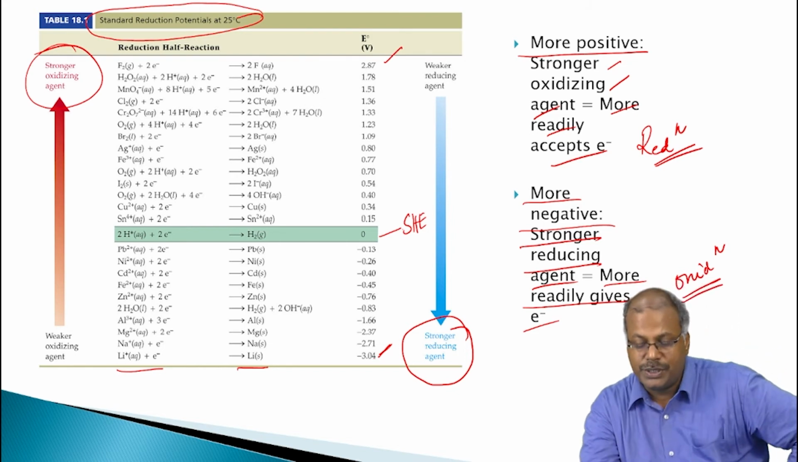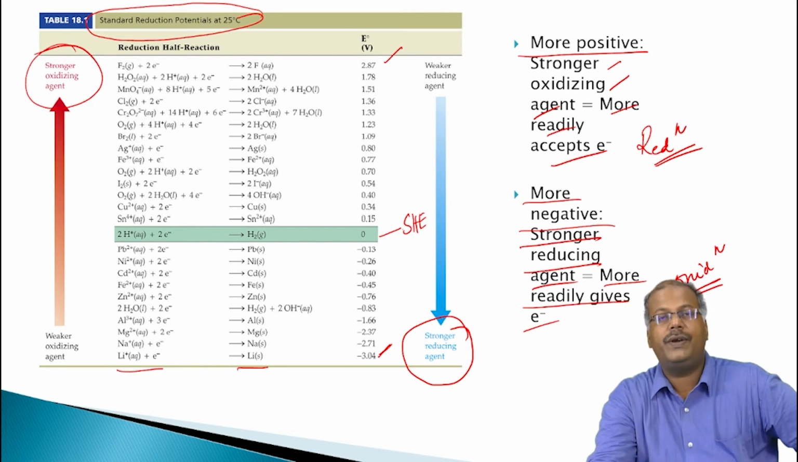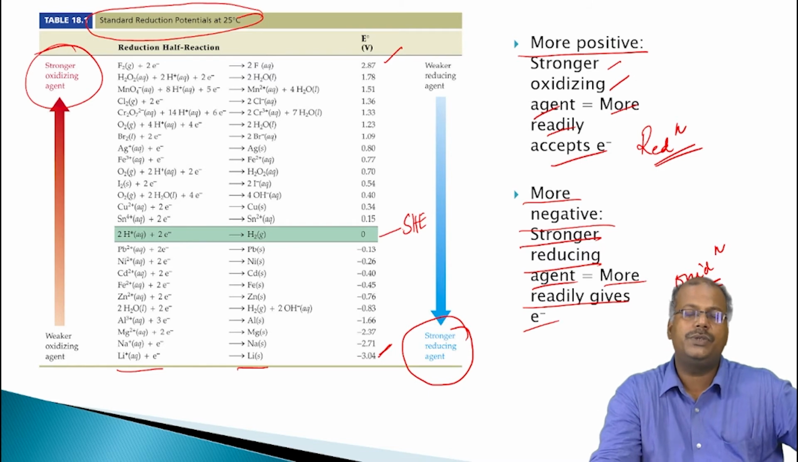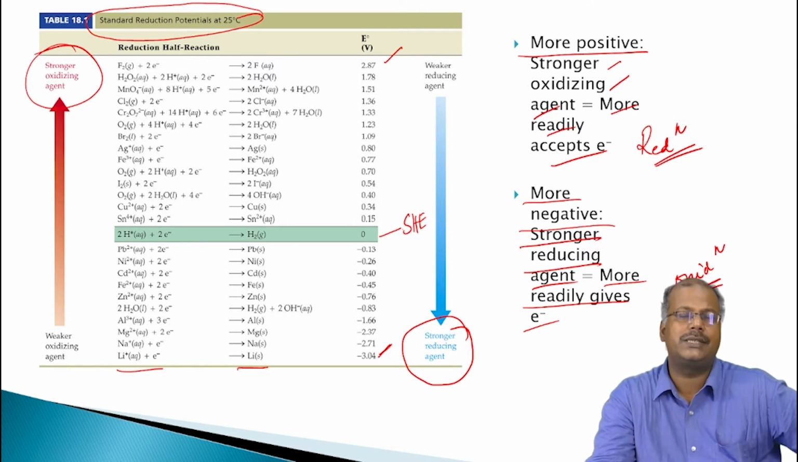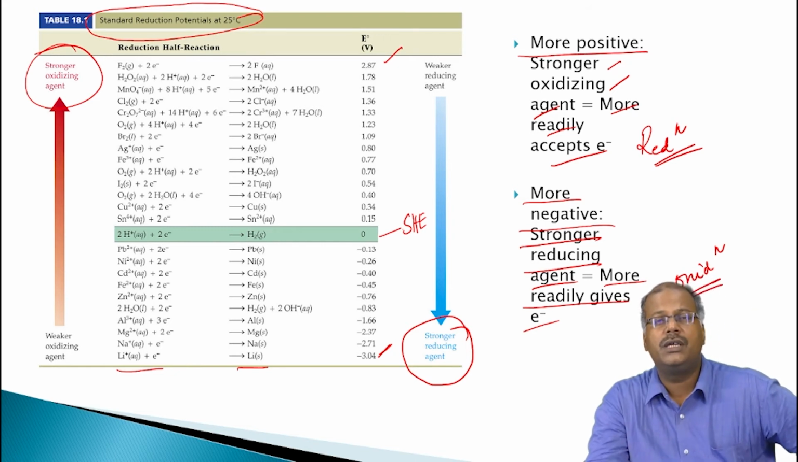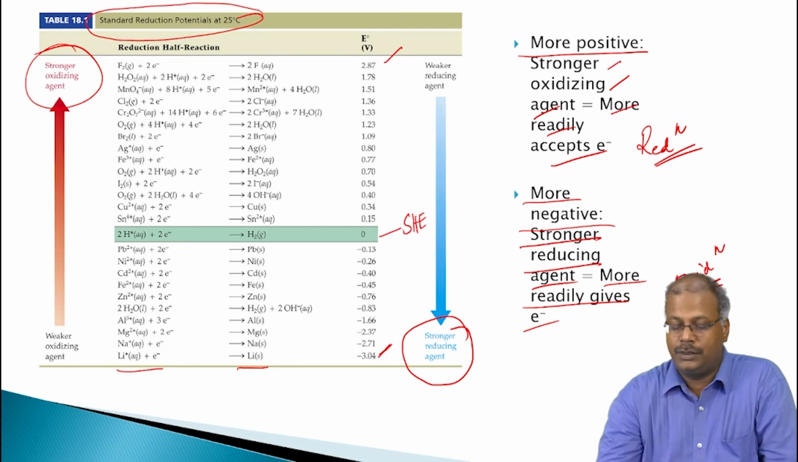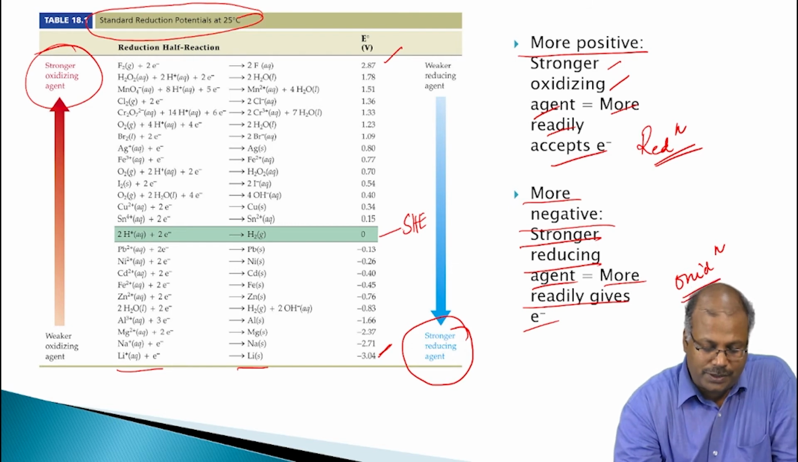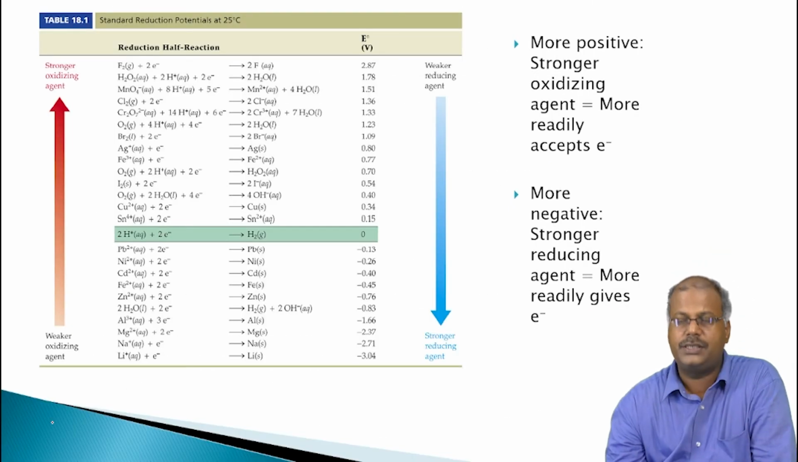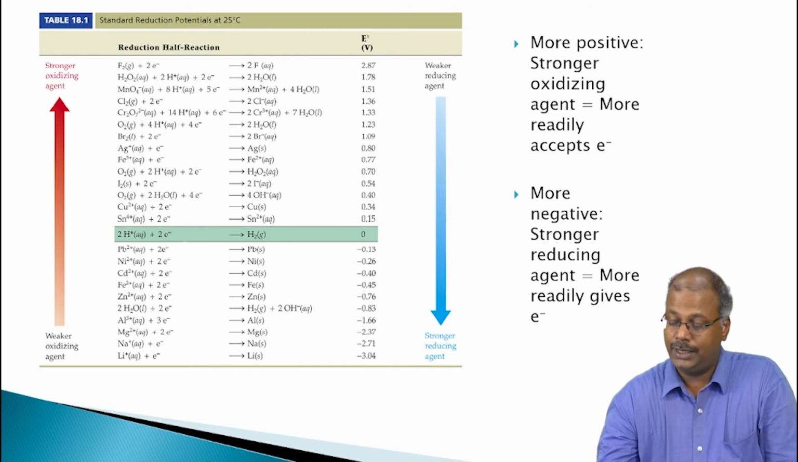So what is a reducing agent? How do you define a reducing agent? A reducing agent is nothing but one which reduces the other species by oxidizing itself. Whereas what is an oxidizing agent? It oxidizes the other ions or species by reducing itself. Okay, so this is the significance of the EMF series or electrochemical series.